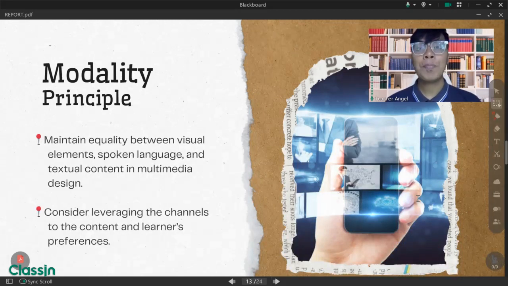So modality principle states that it is very important for us to maintain equality between visual elements, spoken language, and textual content in multimedia design. This principle suggests that multimedia materials, because it's multimedia, are more effective when presented with multi-modes than just one single mode. Okay? Multimedia materials should also be multi-sensory. We should remember that people absorb information differently.